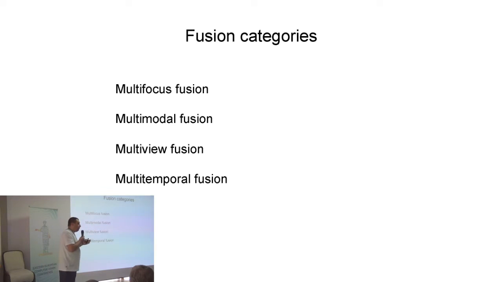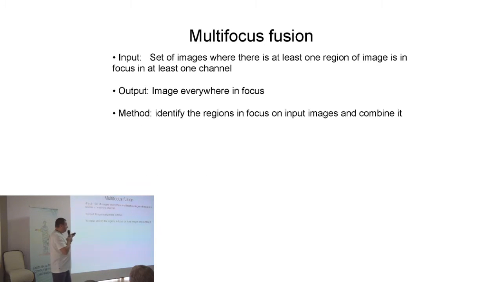What kind of fusion exists? Multifocus fusion, multimodal fusion, multi-view fusion, and multi-temporal fusion. We will talk today only about one, multifocus fusion, but I will talk a little about each kind of fusion.